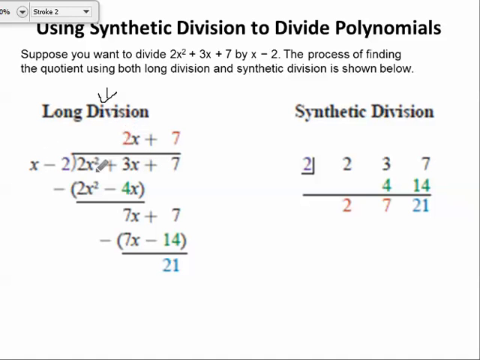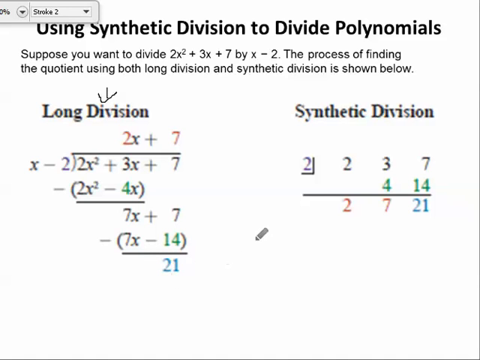Well, when you multiplied by the 2x, you got the 2x squared, and minus 2 gave you the 2x times the negative 2 gave you the negative 4x. You subtract that, and it gives you the 7x plus 7, and then you multiplied by 7. It gave you this value here, and you had a remainder of 21.